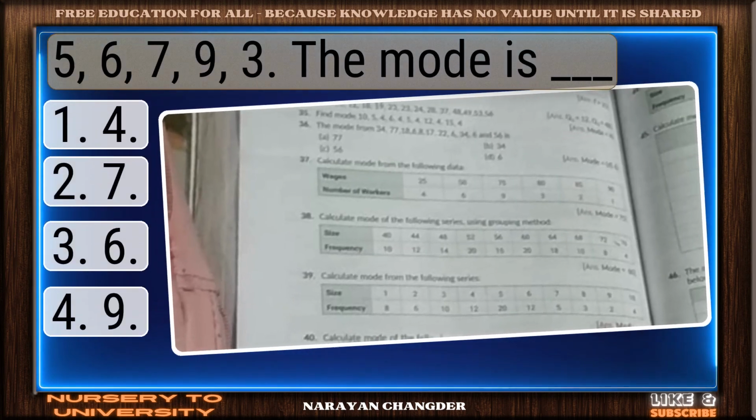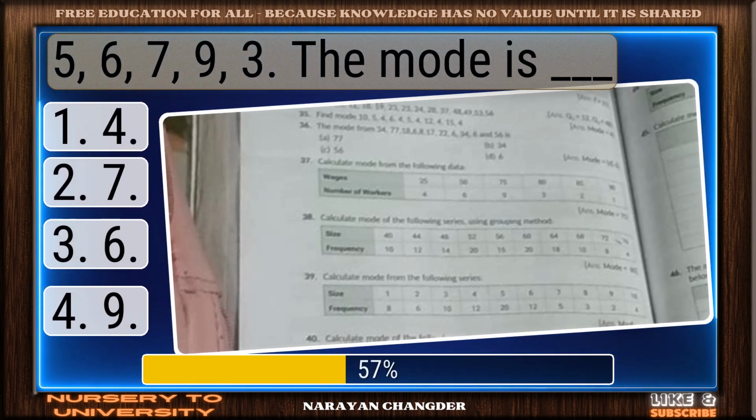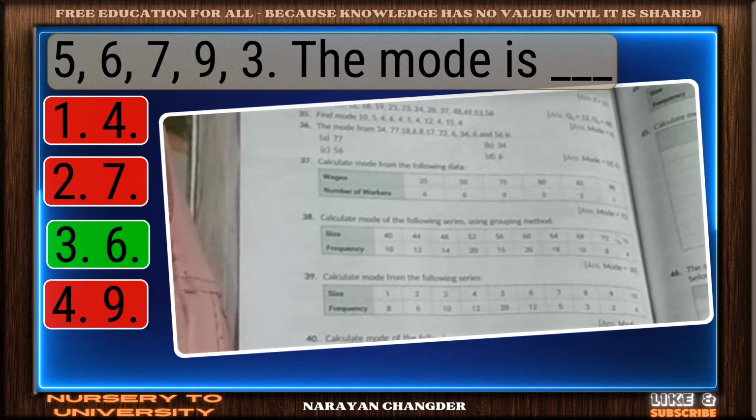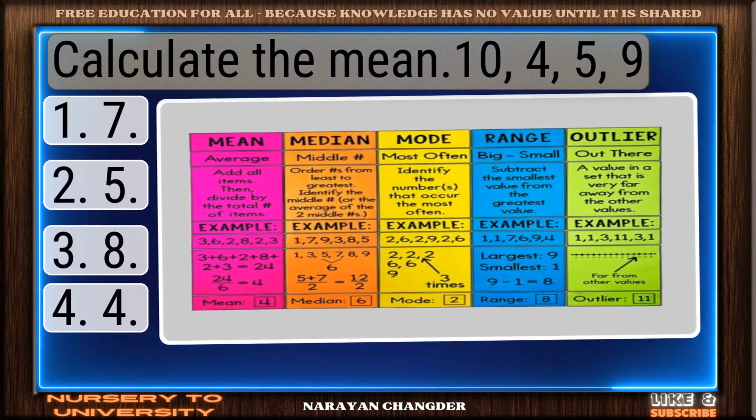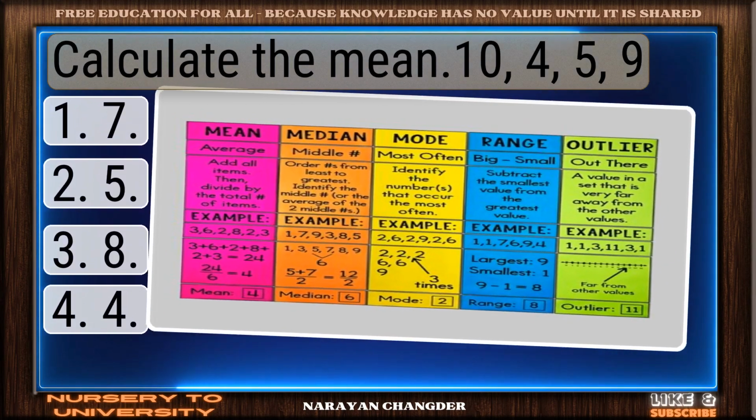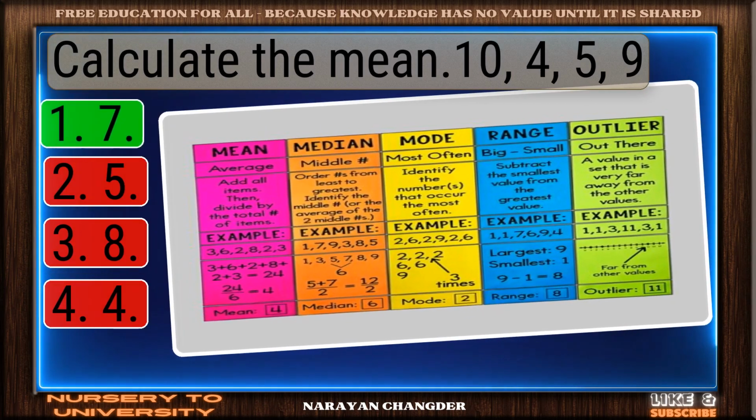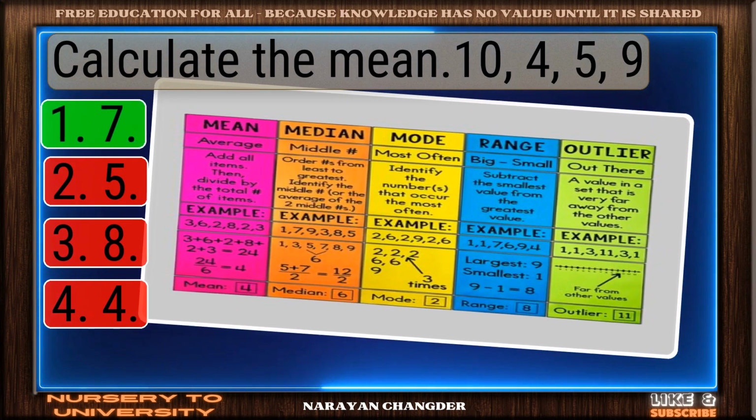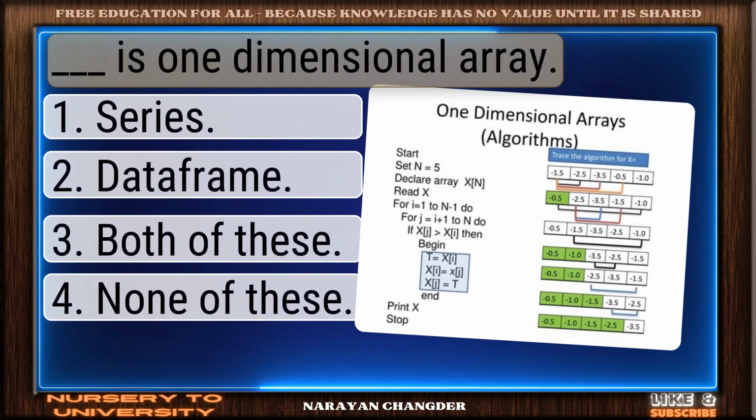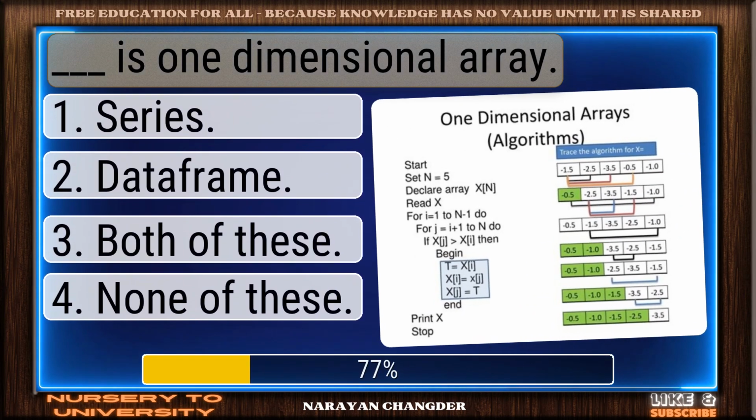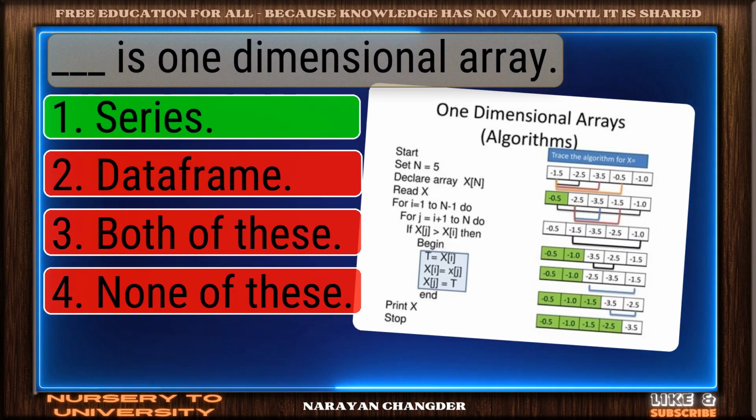Question number 269. 5, 6, 7, 9, 3. The mode is dash. You got it. Your choice 6 is right. Question number 270. Calculate the mean of 10, 4, 5, 9. You chose 7, and it is correct. Question number 271. Dash is a one-dimensional array. Nice work. You chose series, and it is correct.